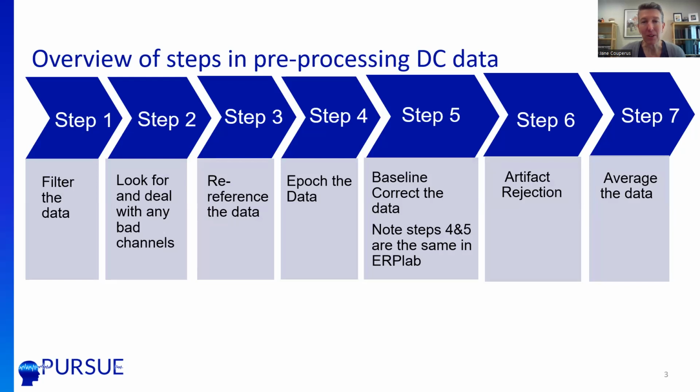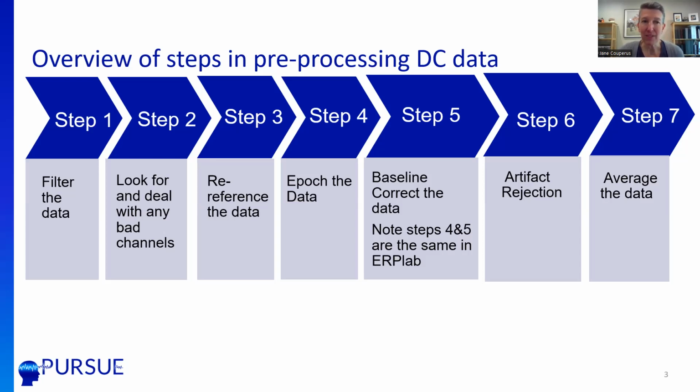To do this, there are a number of different steps. The order of these steps today is the one we're going to be using for DC data. If you have AC data, you might do these in a slightly different order, but we're going to be focusing on this particular order of operations for today, starting with filtering the data.